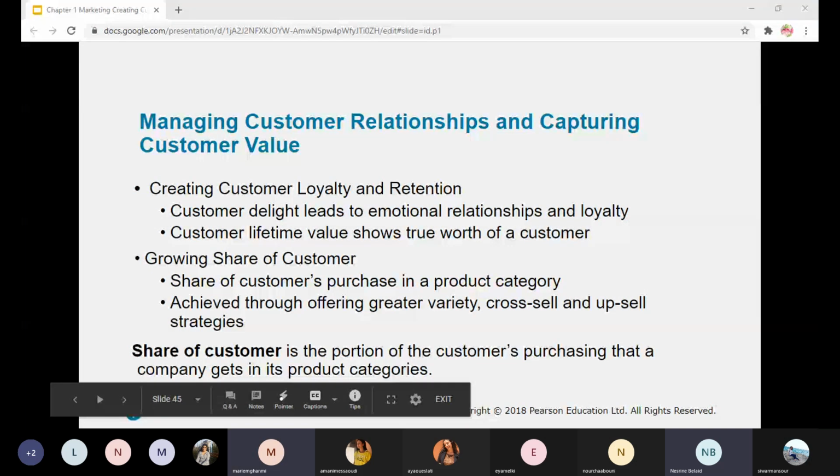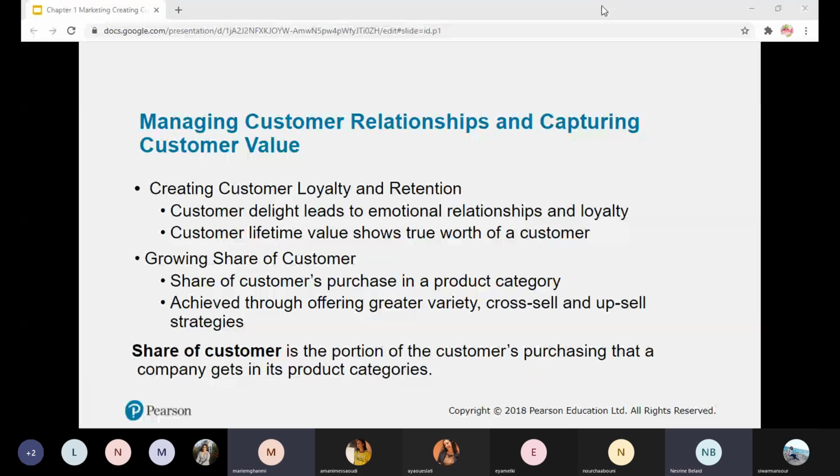Okay. Miss, I have a question. Yes. What do cross-sell and upsell mean? Strategies, cross-sell and upsell strategies. Okay. Wait a second.